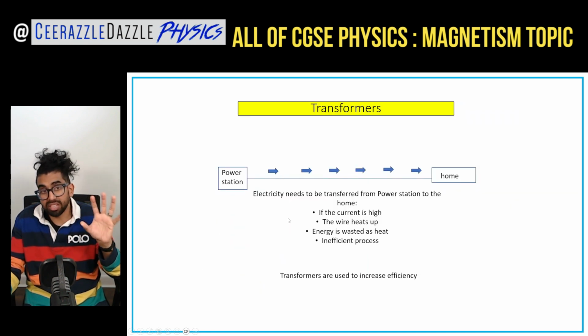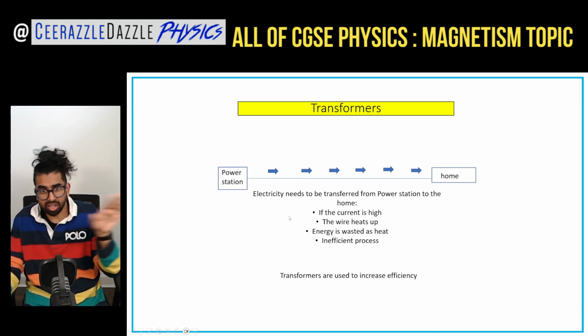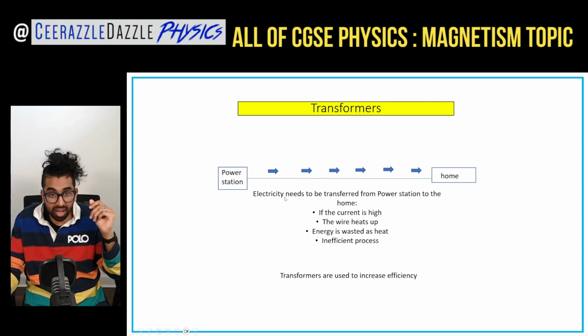Transformers. So, basics of transformers. First of all, if you want to transmit electricity from a power station to your home, surely you need a very large cable, yes? But if you were to use a high current to do this, when high current passes through a wire, it heats up, and when the wire heats up, energy is wasted.